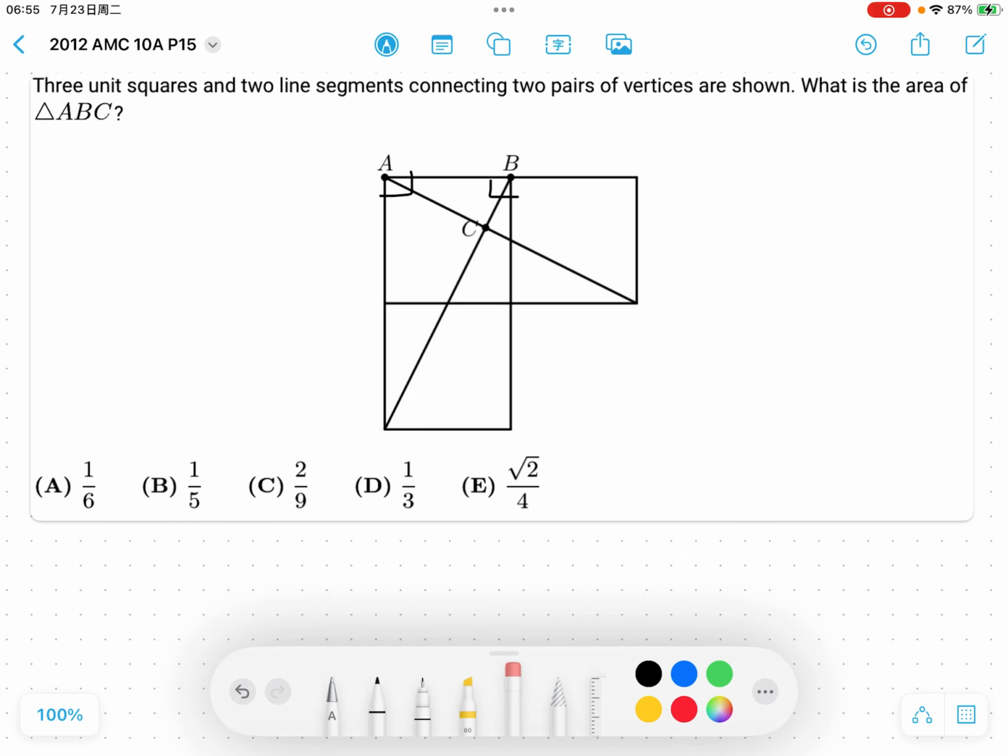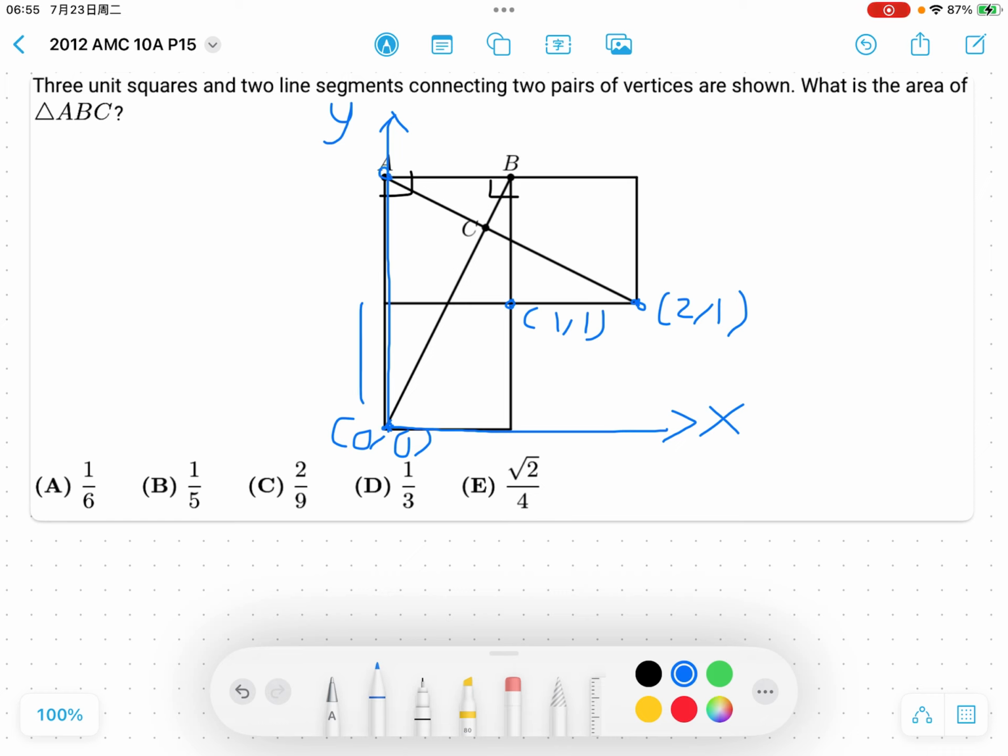We're going to add a coordinate plane to this graph, with the origin being this point here. So that is the y-axis, and that is the x-axis. Now we already have some coordinates because it says it's 3 unit squares. So this point here is 1, 1. This point here is 2, 1. This is the origin, so it's 0, 0.